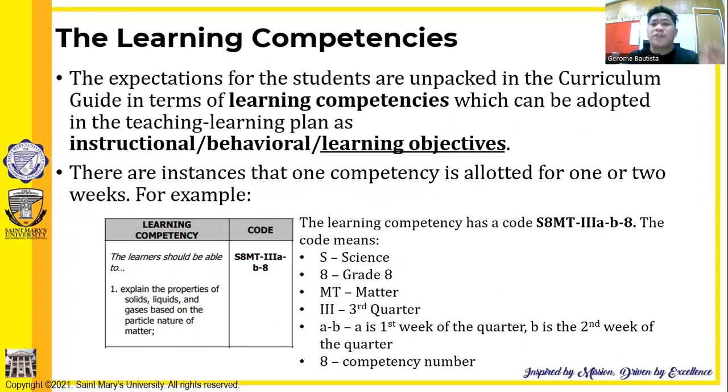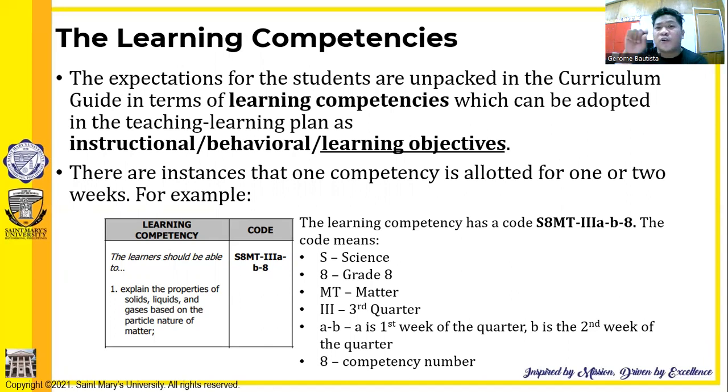However, it is also possible that aside from those stated in the learning competencies, we can break it down into more specific learning objectives. That is also possible. Now, for instance, we have one competency here that is allotted for 1 or 2 weeks. That's possible. One competency is allotted for a week-long lesson, which means if you will be teaching 4 days in 1 week, you should have specific learning objectives for each day.